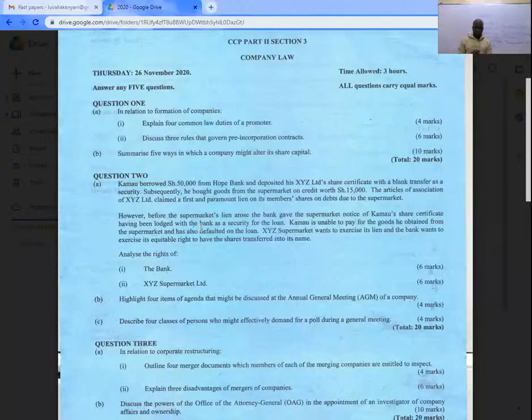To take over the shares. Then XYZ Supermarket Limited rights.